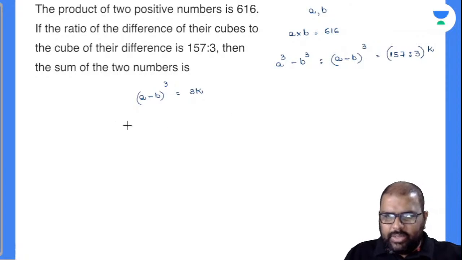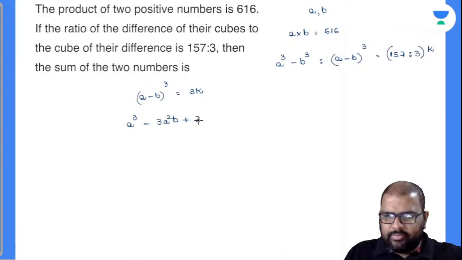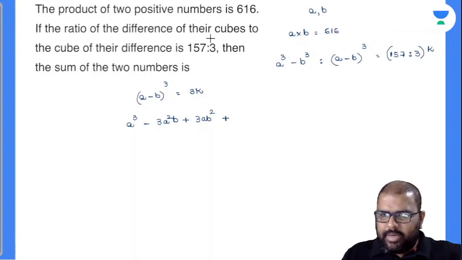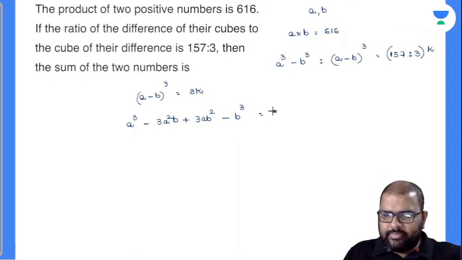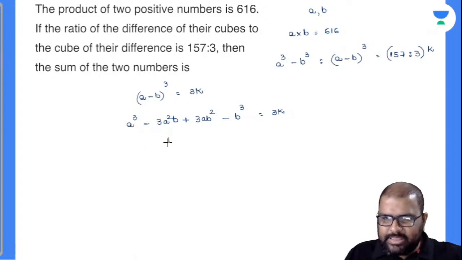So can I write down like this? A cube minus 3a square b plus 3ab square minus b cube is equal to 3k. So can I write down the same equation as like this? Observe here, this equation only.